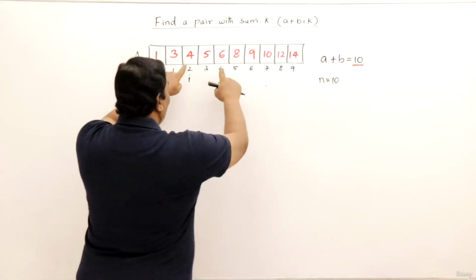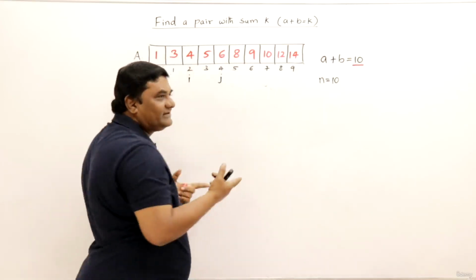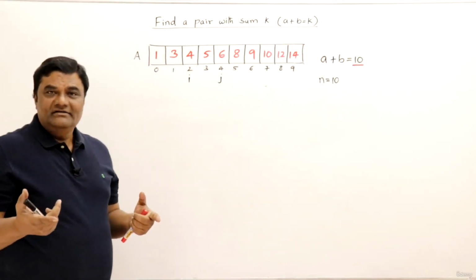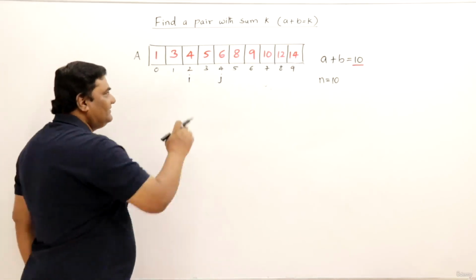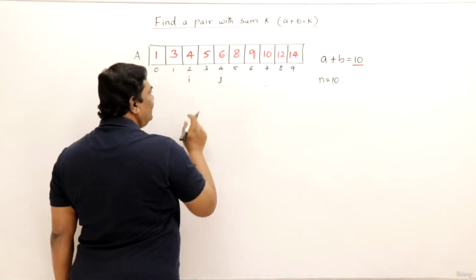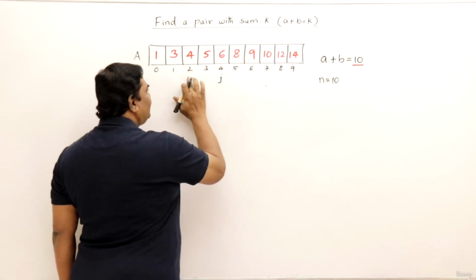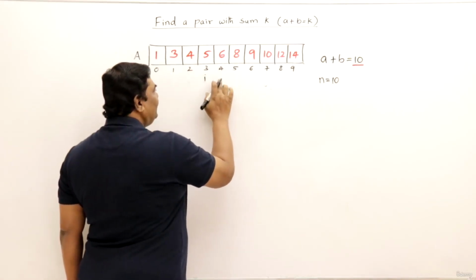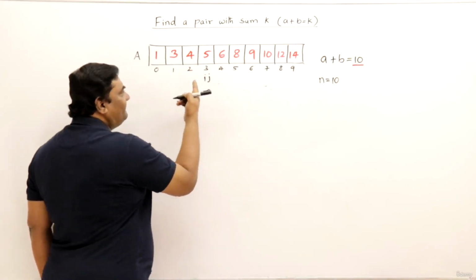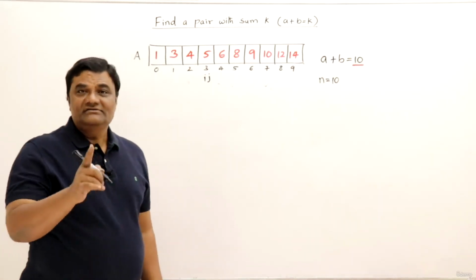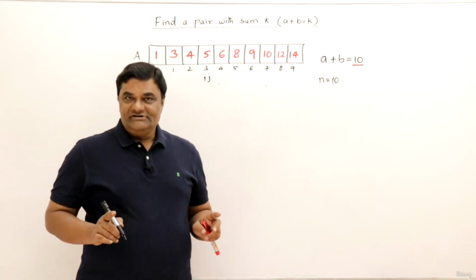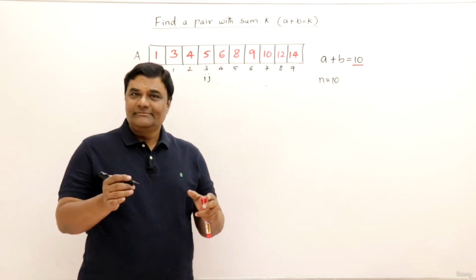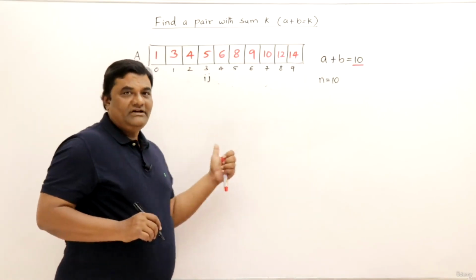Now check them. 4 plus 6, yes. There is one more pair of elements whose total is equal to 10. Then, as we got a pair, increment i and decrement j. Now they have met at the same place, on a single element, so pairing is not possible. So stop the procedure. This is the procedure. Let me write the code and show you.